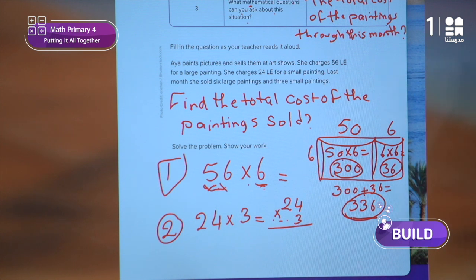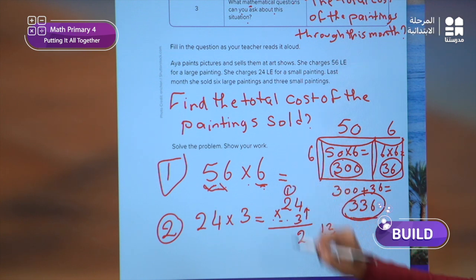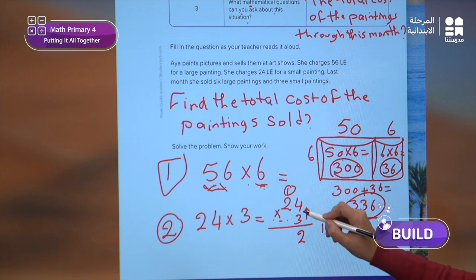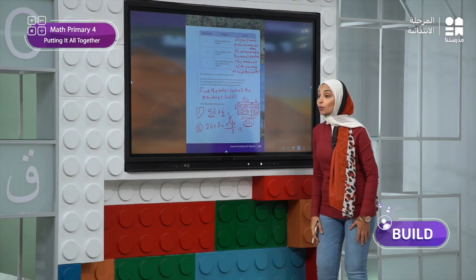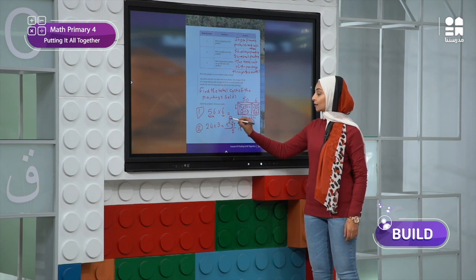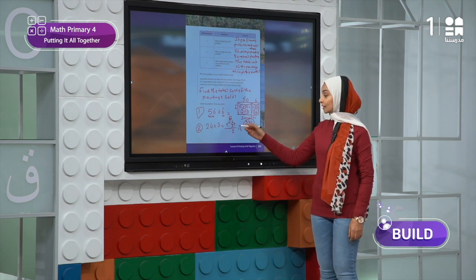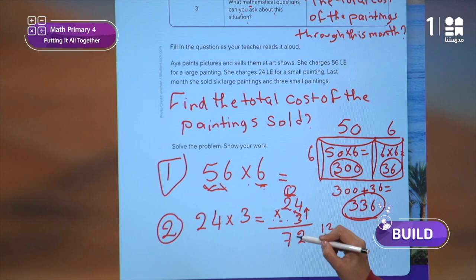Okay, so I will start to multiply the ones. Here 3 times 4 equals what? 12, of course. 2 is the ones and carry up 1. Then 3 times 2 equals what? 3 times 2 equals 6 and don't forget to add the 1. 6 plus 1 equals 7. So 24 times 3 equals 72.